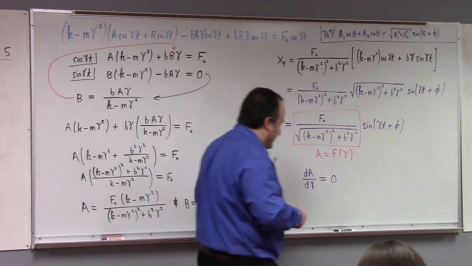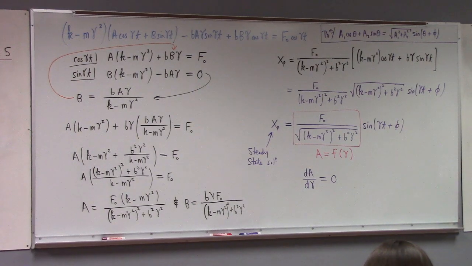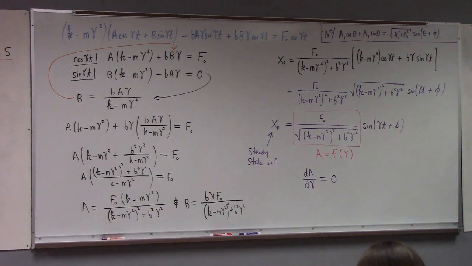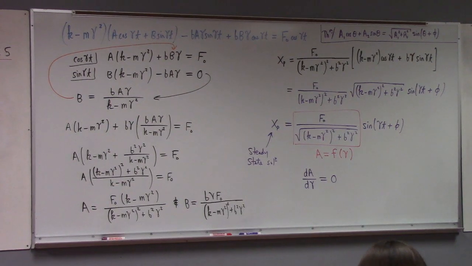But yes, if we want to maximize something, we use the first derivative test usually. It should be clear enough after we take the first derivative whether we're getting a minimum or a maximum if we just think through it. So let's do it. What is dA/d gamma? Let's find the critical frequency. We're looking at d/d gamma of f naught divided by the square root of (k minus m gamma squared) squared plus b squared gamma squared.